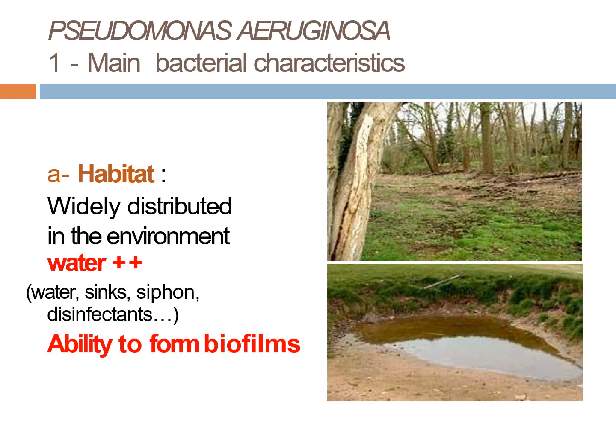Now let's focus on Pseudomonas aeruginosa. First, its habitat. The bacterium is found everywhere in the environment, especially in water. You can find it in sinks, taps, siphons, and even in disinfectant solutions. One of its key features is its ability to form biofilms, which are communities of bacteria that stick to surfaces and are protected from antibiotics and the immune system.